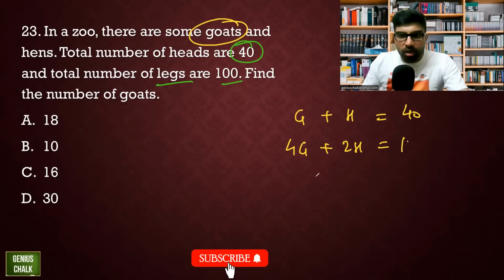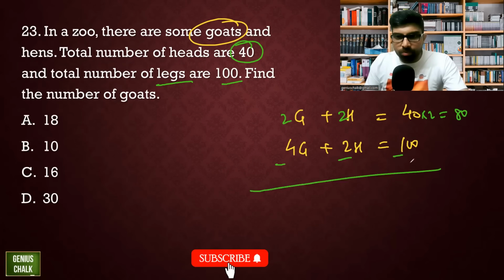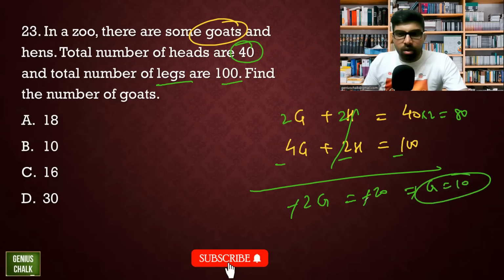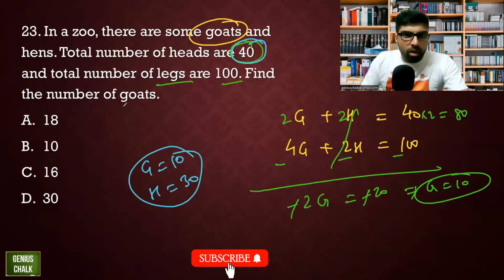So it is 100. Now solving the equation, multiply this by 2. So this is also by 2 and this is also by 2. It becomes 80. This gets cancelled now. Minus 2g will be equal to minus 20. So g will be 10. So if g is 10 and the total number of heads are 40, so goats are 10, that means hens must be 30. So here, find the number of goats, the answer has to be 10.